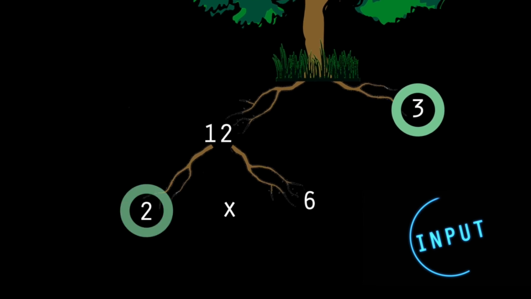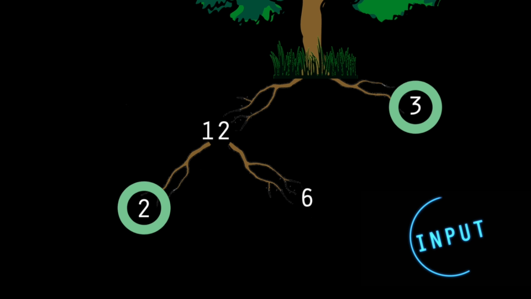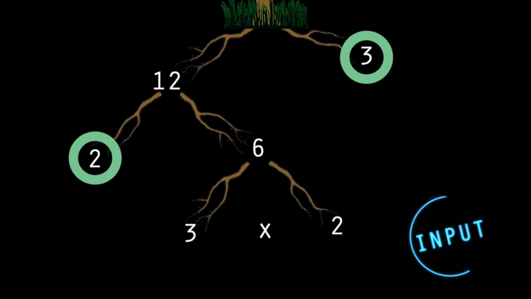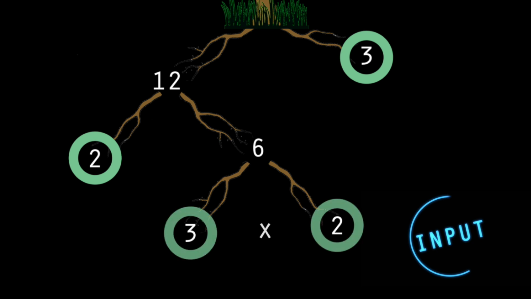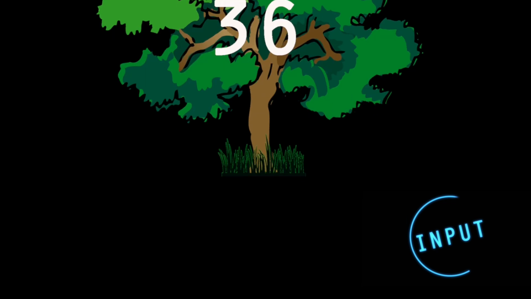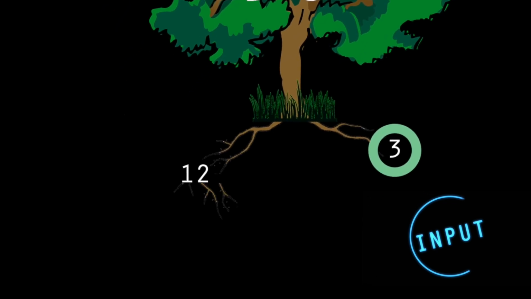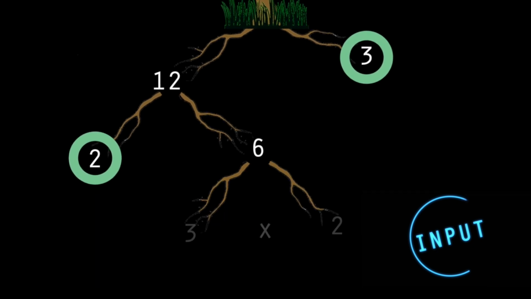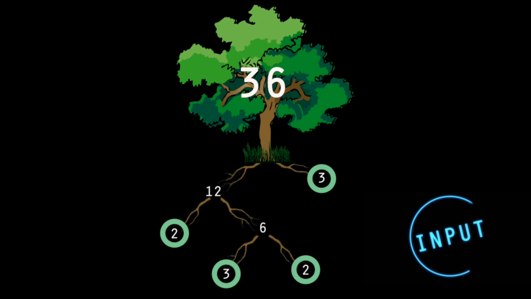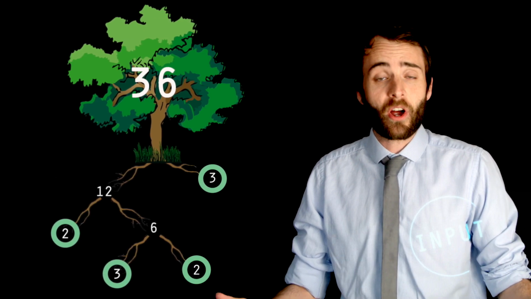2 is prime, so I circle it. 6 isn't, so what multiplies together to make 6? 3 and 2, both of which are prime, so let's circle these two. So all we've done here is break down the number into factors, and if they're prime, that's where we stop. If they're not prime, we've broken them down more into their factors and kept going until we can't go any further. And with 36, that is as far as we can go.